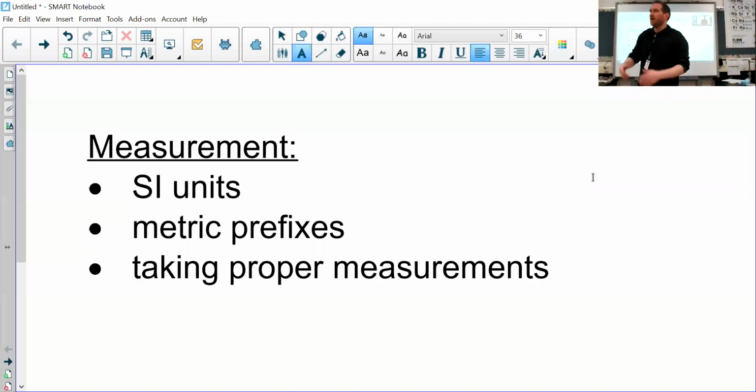Hi everyone. So in this video, I'm going to be talking about measurements. That's the overall topic here. We're still in Unit 1, Essential Chemistry Skills. So with measurement comes these 3 points I'm going to go over in the video: SI units, metric prefixes, and how to take precise and proper measurements. So what I want you to do is take your notes out and take notes along with me in this video. So let's get started.